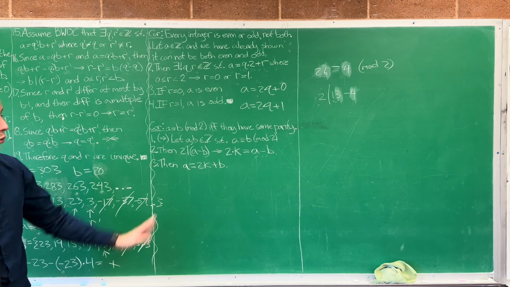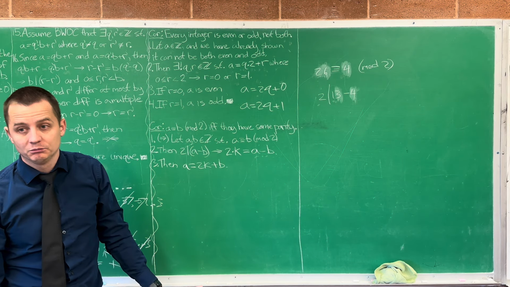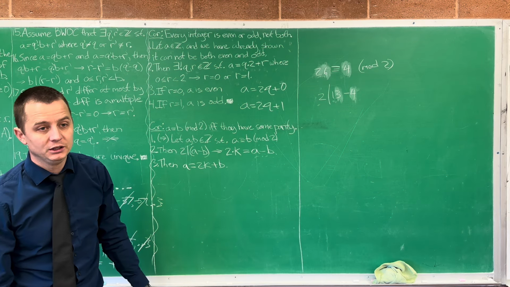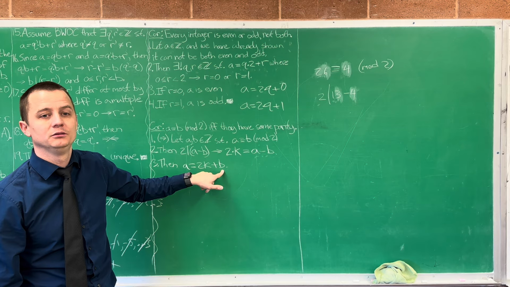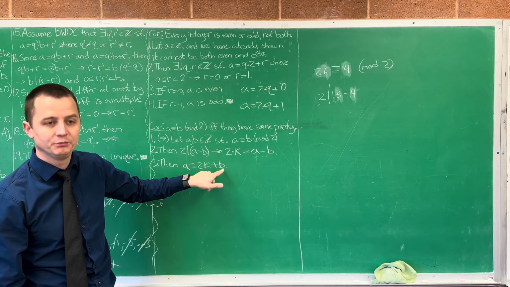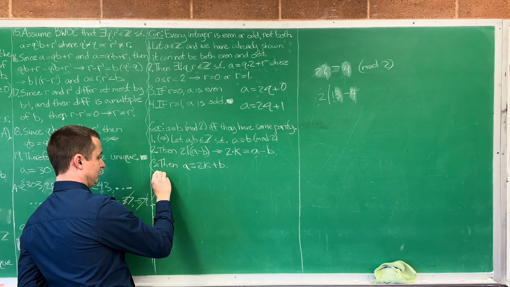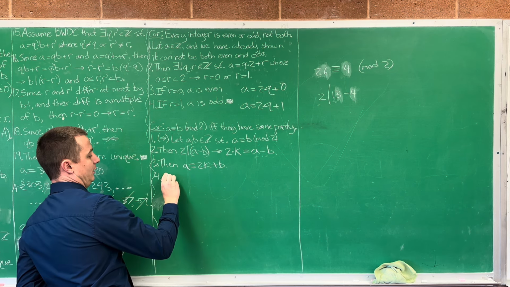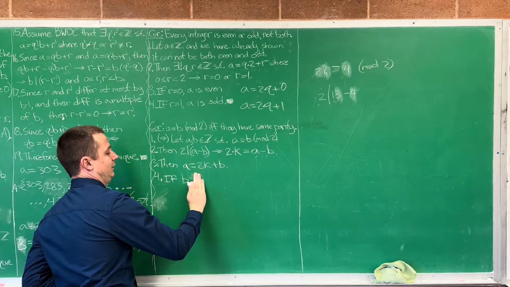We're trying to show that they have the same parity. I need to show that if A is even, B is even, and if A is odd, then B is odd. Or if you think about it this way, I want to show if B is even, then A is even, and if B is odd, then A is odd. Well, if B is even, then you can just rewrite it.